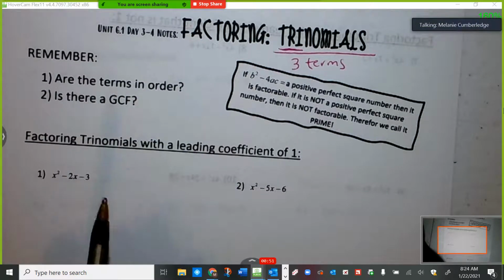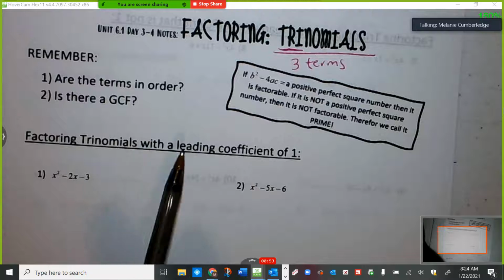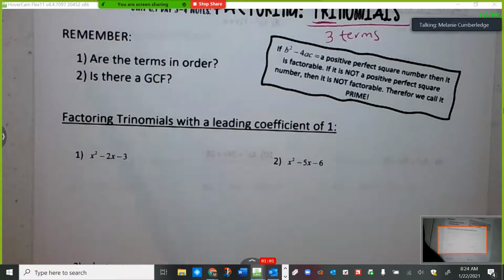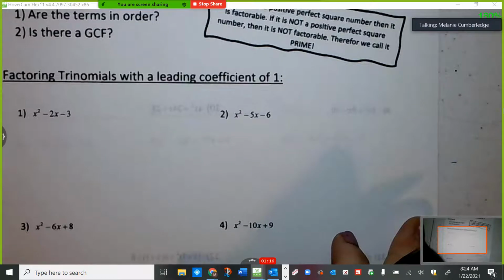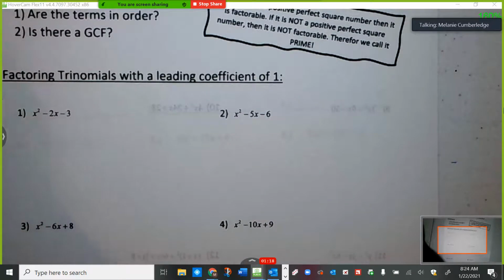If you pay attention to the front, it says factoring trinomials with a leading coefficient of 1. That means there's a 1 in front on all of them. So these will not have GCFs, because you can't have a GCF bigger than the smallest number, and the smallest number here is 1. We are doing what we call the snowflake. Most Algebra 2 teachers taught you this method. This is the method we're doing.